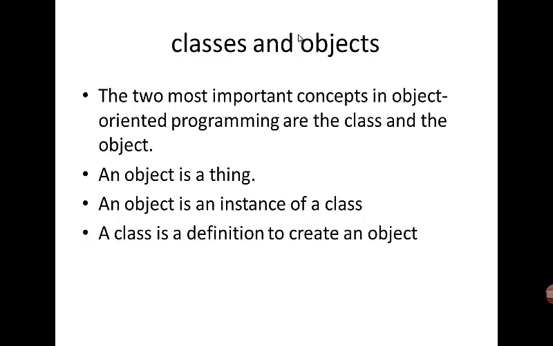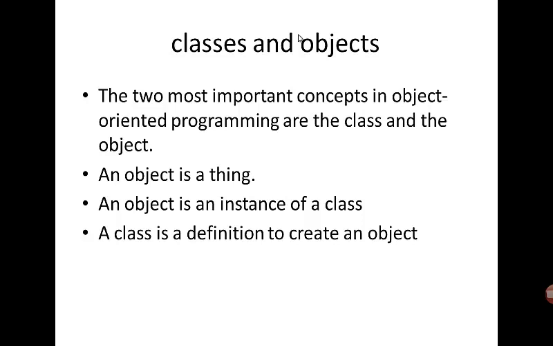Okay, so the two most important concepts in object-oriented programming are the class and the object. An object is a thing. It can be tangible or intangible. And objects are used to create data, to manipulate data. An object is also called an instance of a class.